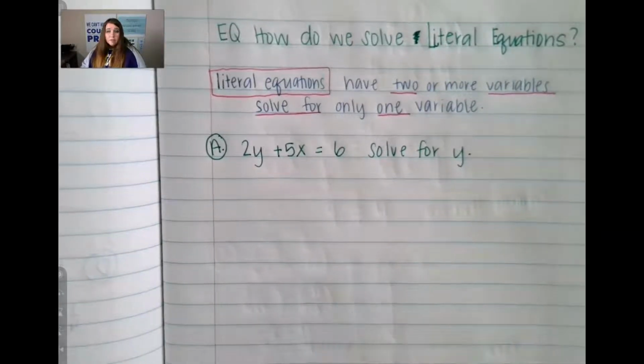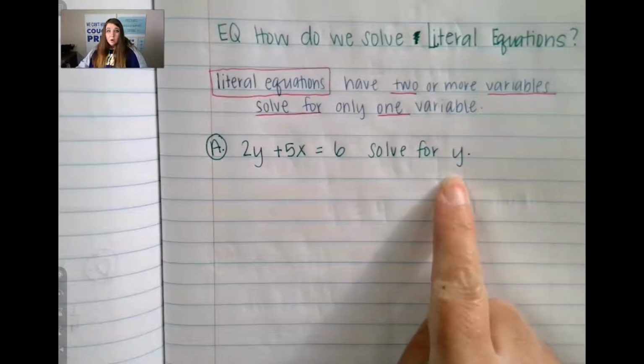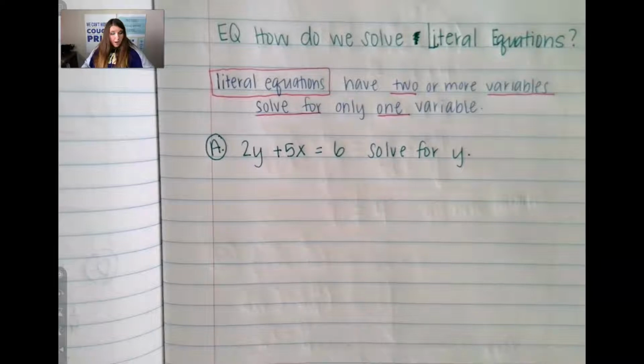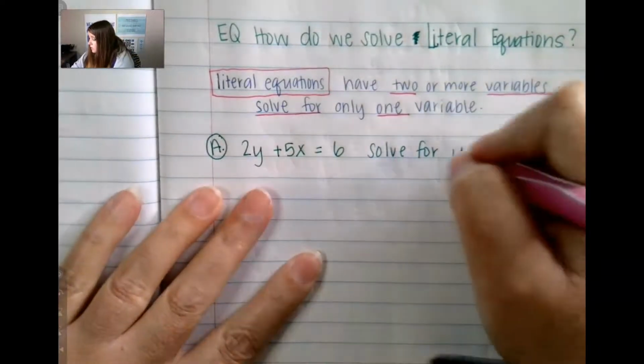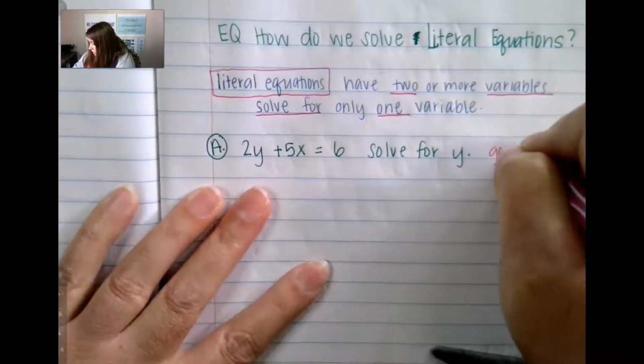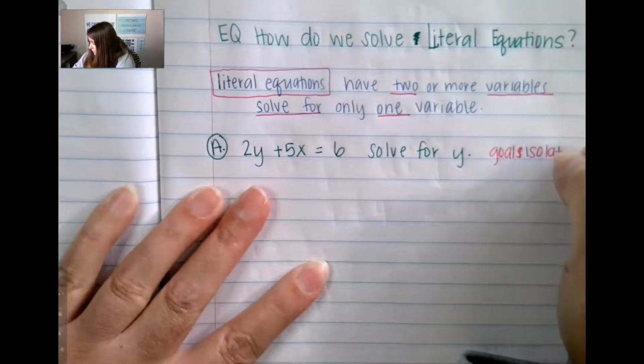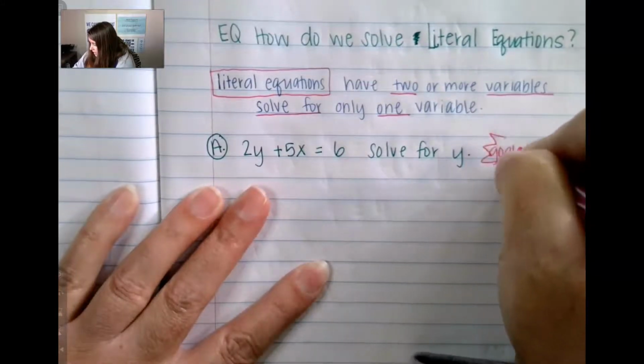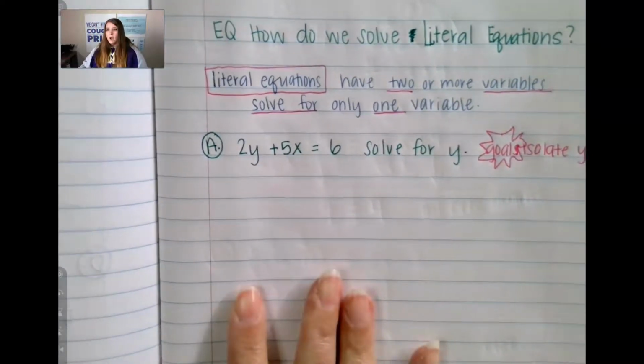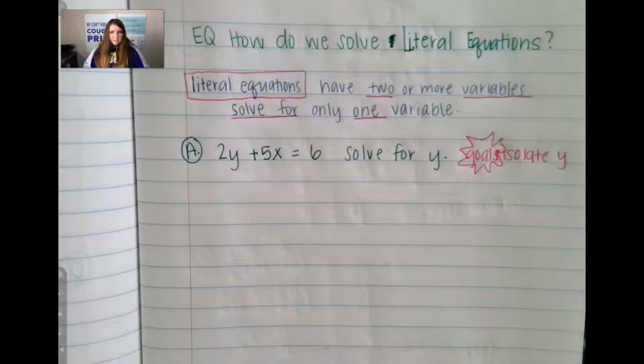So the way that we would solve this equation would be to follow all of the steps that we have done before by isolating the variable. So we're going to isolate the variable, and the variable that we want to isolate is y. That is our goal. Our goal here in this one is to isolate y. Oops, sorry, it's off the screen. So our goal is to isolate y. So let's go ahead and start solving for y.